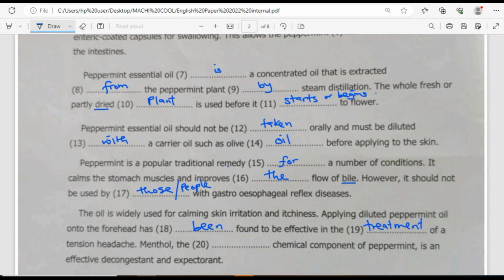Menthol, the main chemical component of peppermint, is an effective decongestant and expectorant. So now, what is the answer on question 20? We are saying that menthol, the main chemical, or you can say the major chemical component of peppermint. So the answer can be either main or major. Okay, so we can move.